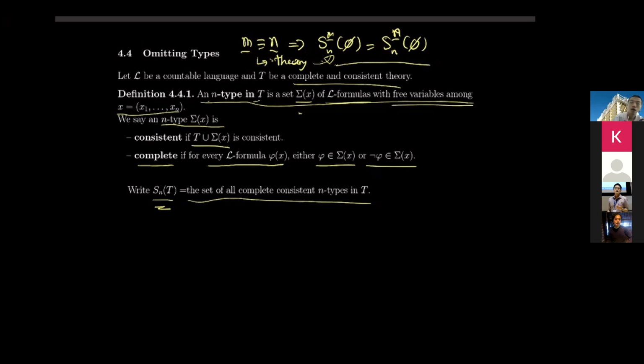The omitting type theorem is a quite general theorem. So it holds for all theories, for all consistent theories. But by assuming T to be complete, maybe some discussion will be easier. So you can assume T to be complete, but it is a general theorem.